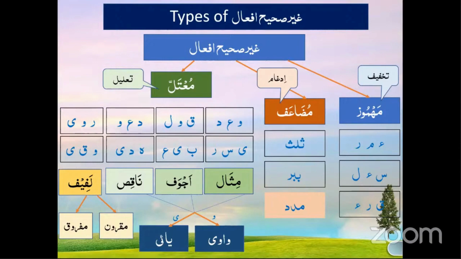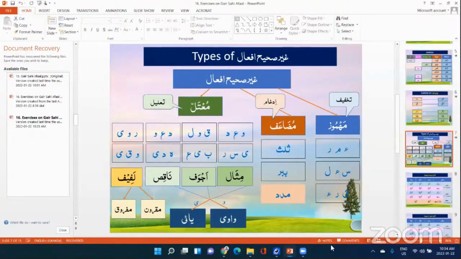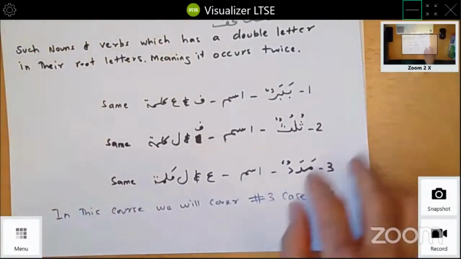Now, in idgham, if you know a little bit of tajweed, idgham means to merge. How do we merge in the Quran? We have the word shadda. When you see a shadda, that means that letter has come twice. So another thing to remember about shadda is this.